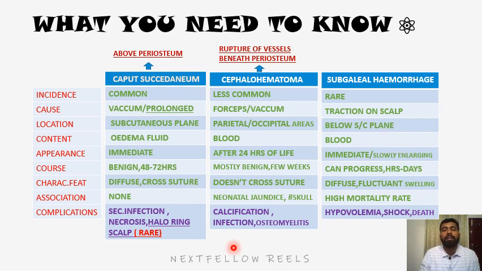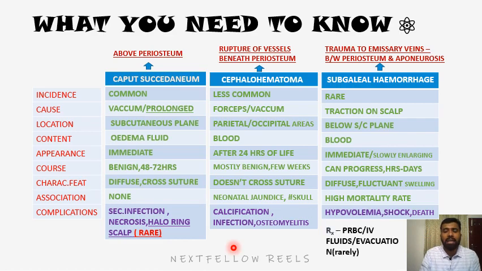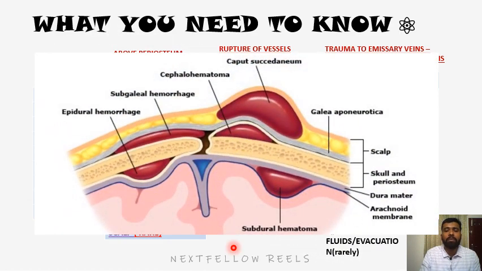Okay, and the complications are shock, hypovolemia, and even death. It happens due to trauma to the emissary veins between the periosteum and the scalp aponeurosis. And if it is there, we have to treat with PRBC, IV fluids, and evacuation.